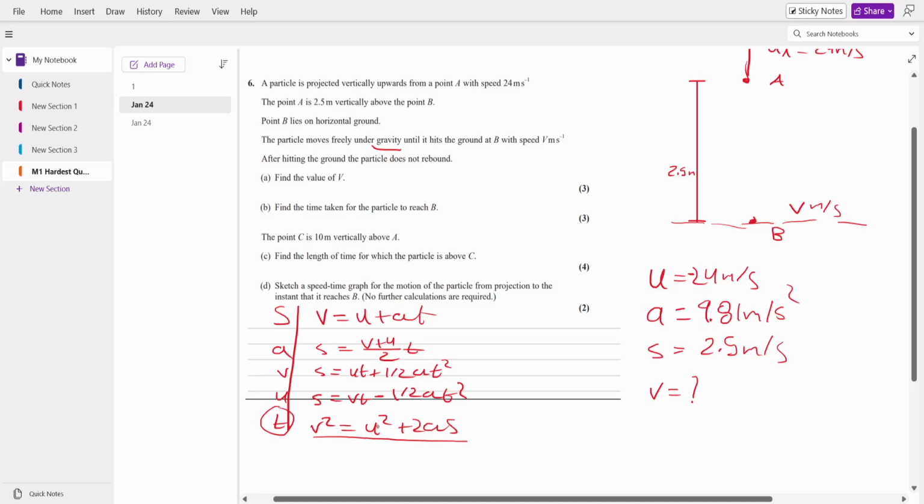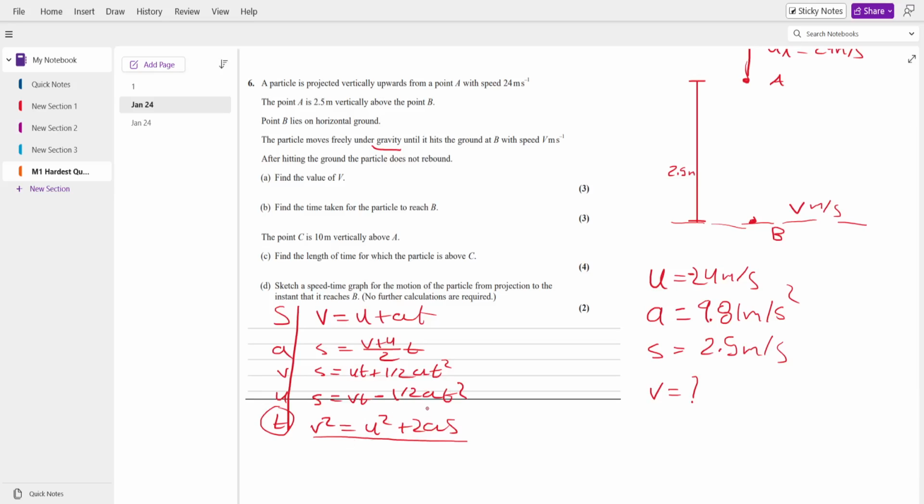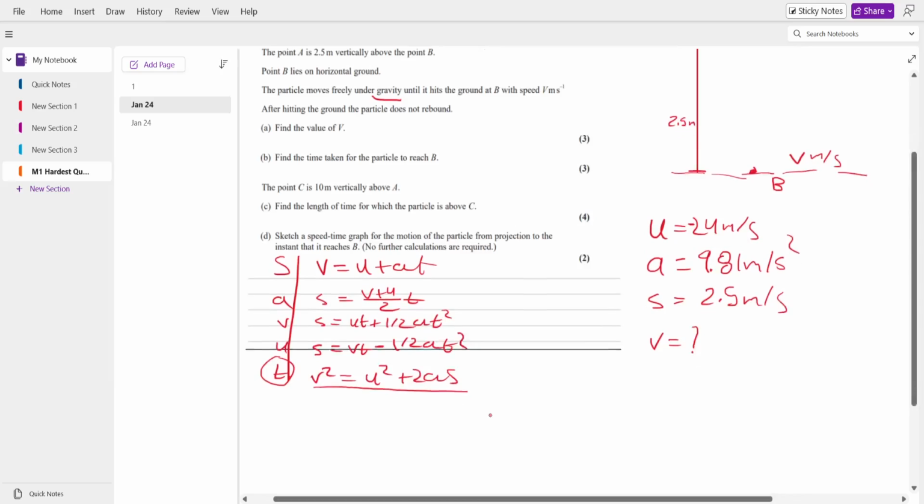Why do I do this? Because in kinematics we have 5 equations. This is a systematic way to show you how to choose which equation to use.